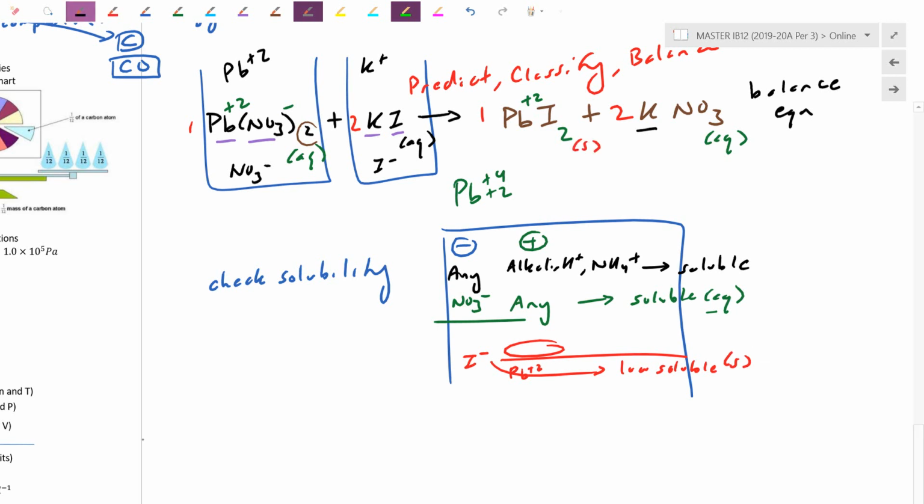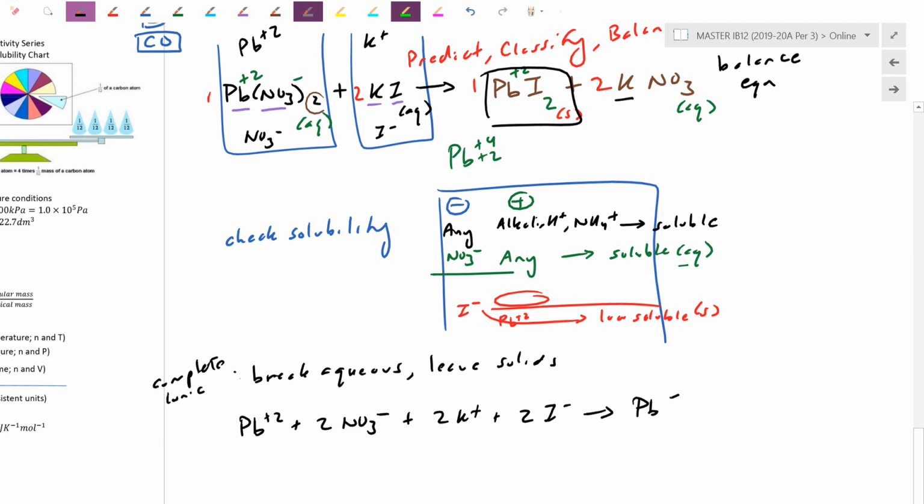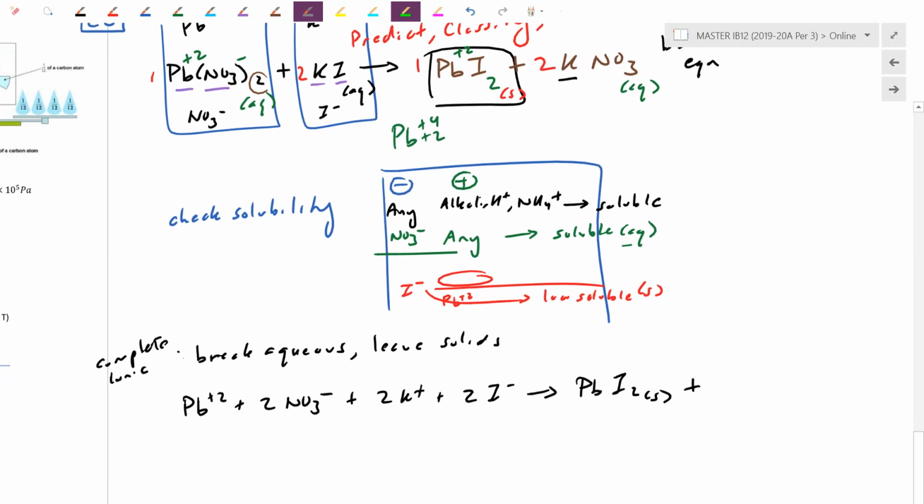To get the detail of this one here, we can write what's called a complete ionic equation. A complete ionic equation involves breaking up any aqueous salts because they aren't holding hands, but we're going to leave any solids. So just to finish off here, we have Pb ions, we have 2 nitrate ions, 2 potassium ions, 2 iodide ions. This PbI2 is a solid, so I'm going to leave it together. They have actually bonded together. They've made a new compound. Even though this looks like I created KNO3, it's actually just 2K plus and 2NO3 minus.